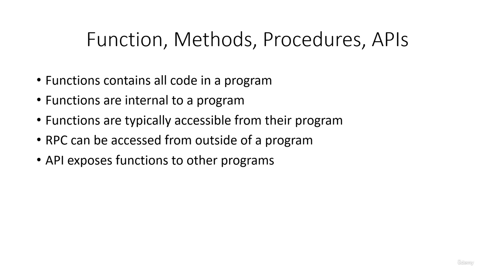So: function, method, procedure, APIs. A function contains all the code in a program. The functions are basically the internal core of the program, which is the reason why functions are typically accessible only from the code of the program, and RPC can be accessed from outside of a program, and an API exposes a program to other programs, which helps the procedure of a function and APIs.